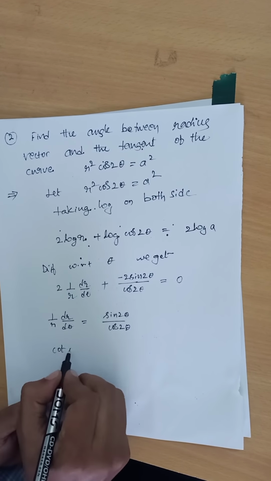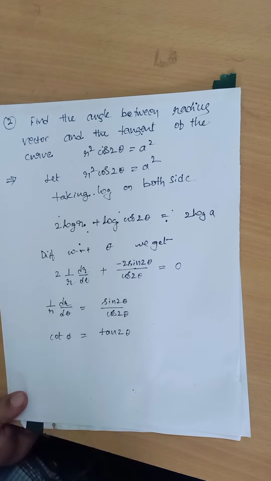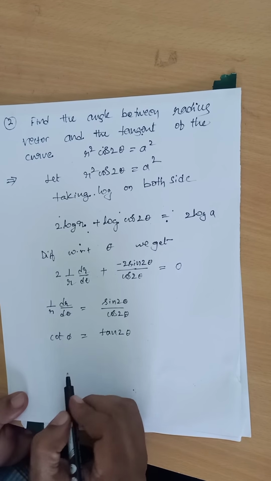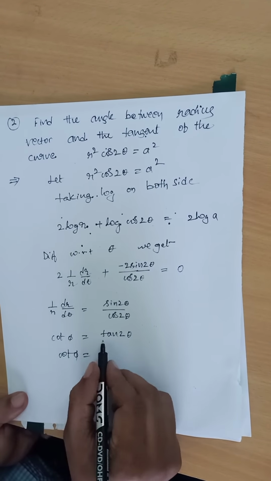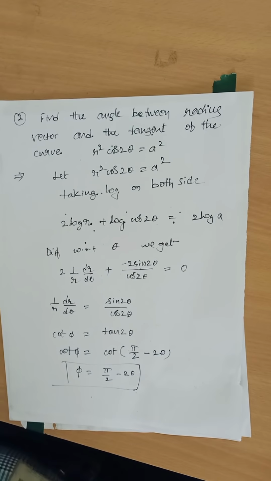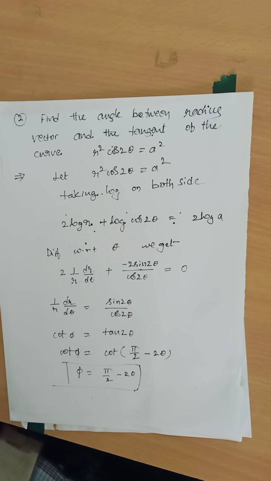See, from this step we want only phi, meaning we convert tan in terms of cot. We have a number of identities in trigonometry, that is cot of 90 degree minus 2 theta is tan 2 theta, right? So cot cancel, phi is equal to pi by 2 minus 2 theta. So this is the required angle between the radius vector and the tangent of the polar curve r square cos 2 theta equal to a square. Write it.